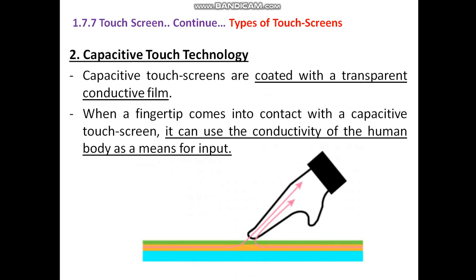A capacitive touch screen is coated with a transparent conductive film. When a fingertip comes into contact with the capacitive touch screen, it uses the conductivity of the human body for the input. Okay, so the capacitive touch screen acts as a capacitor.